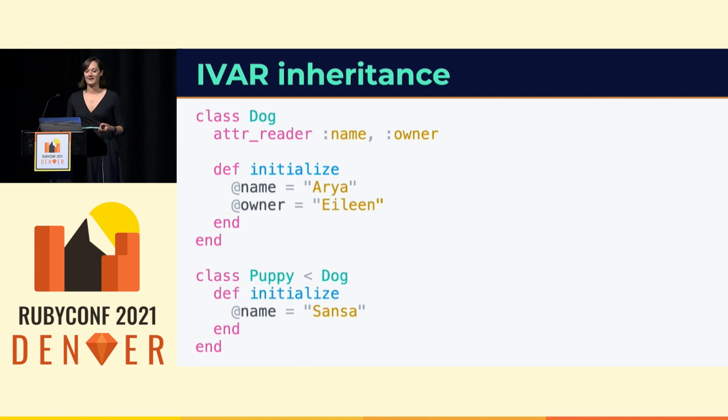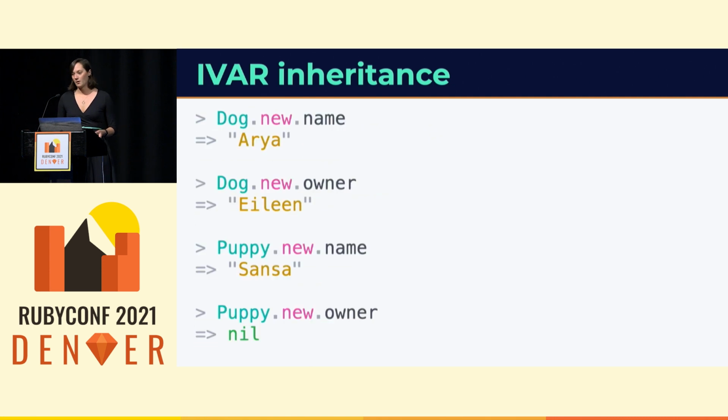Puppy inherits from dog and sets the value of name to Sansa, but does not set owner. When we read these variables in Ruby, we can see that the IVARs are isolated to their instance. While puppy inherits from dog, puppy doesn't automatically inherit initialized instance variables from dog. We can see here that name on dog is set to Aria and owner is set to Eileen. Name on the puppy instance is set to Sansa, and owner returns nil.